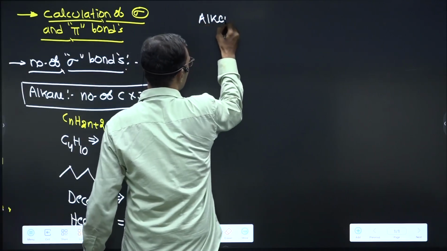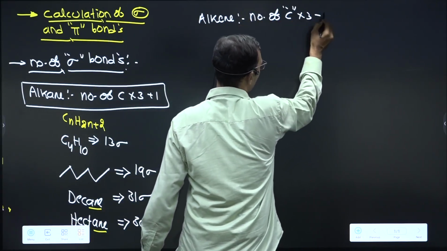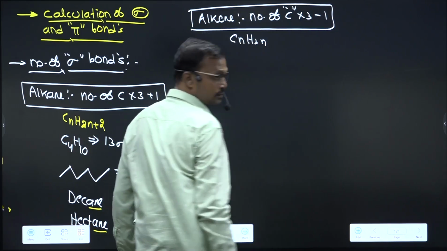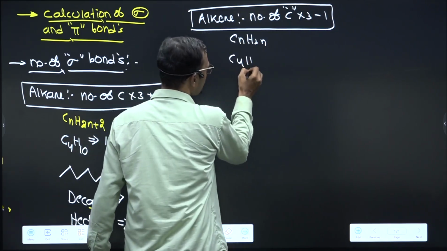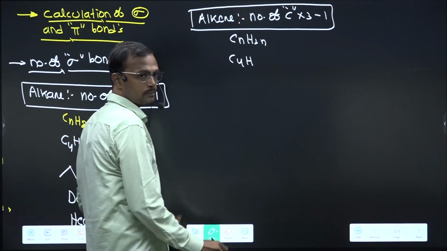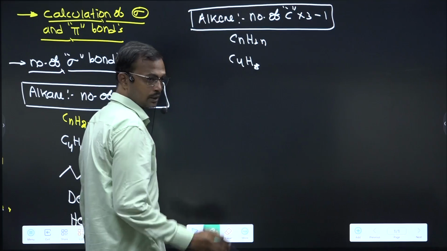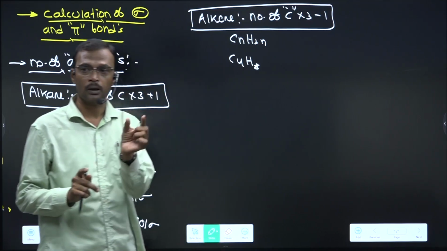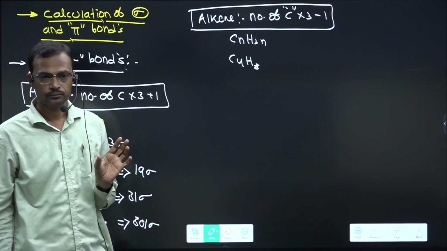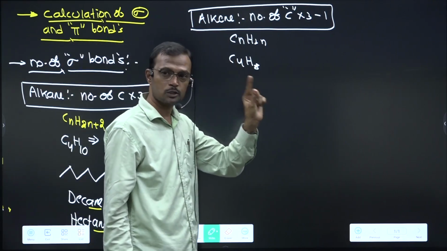Suppose it is an alkene, how to calculate the number of sigma bonds? Number of carbons multiplied by 3 minus 1. What is the alkene general formula? CnH2n. Suppose it is C4, how many hydrogens should I write if it is an alkene? Just listen, don't write. Double the carbon number, how much? 8. If the carbon number is doubled and that doubled number attaches to hydrogen, that belongs to an alkene. If you double the carbon number and add plus 2, that belongs to an alkane.